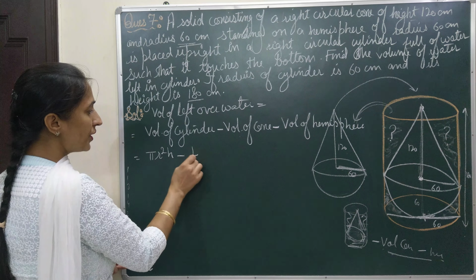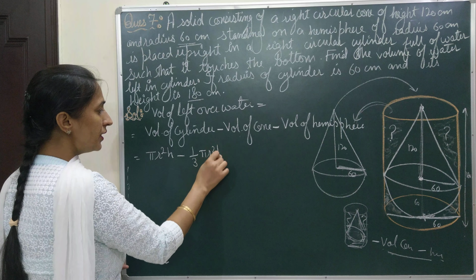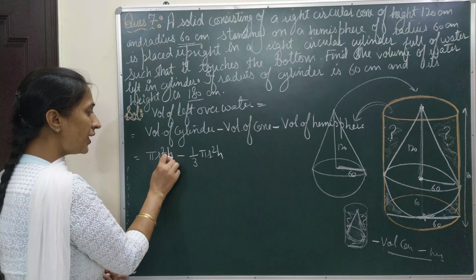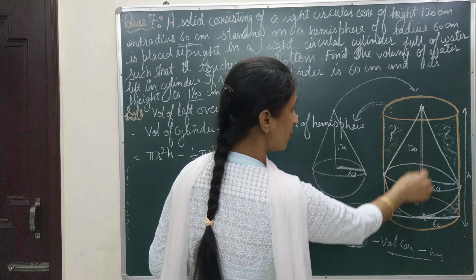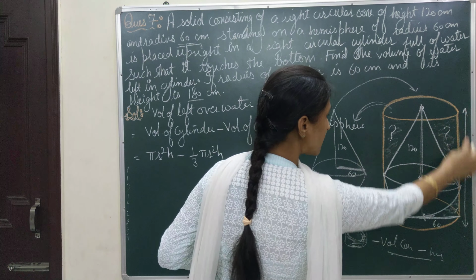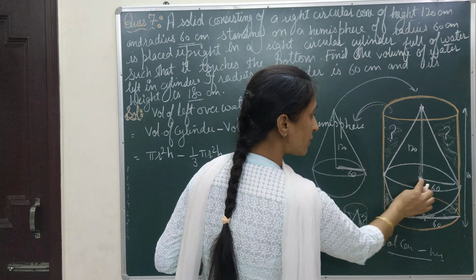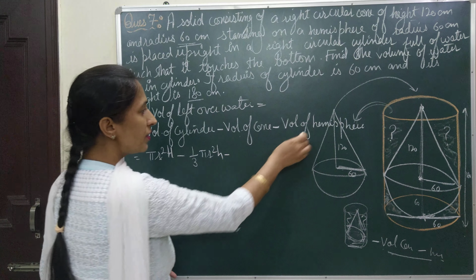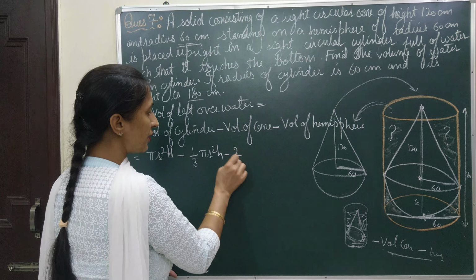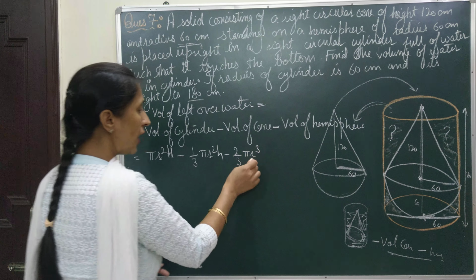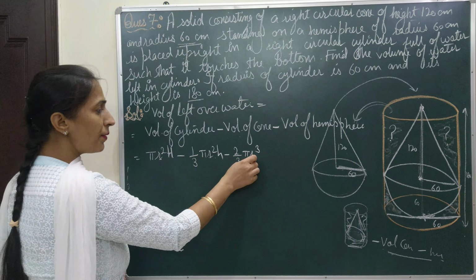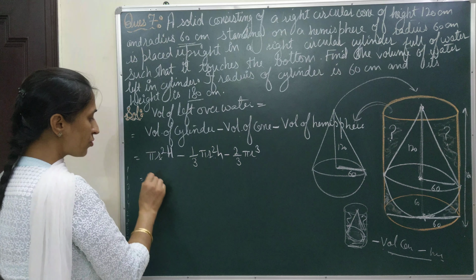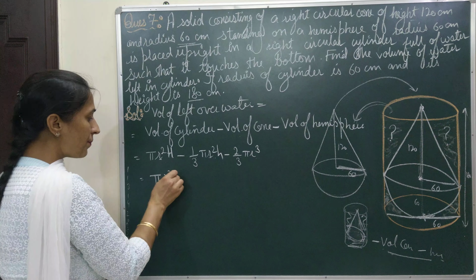We know for the cone it is 1/3 pi r square h. Now here r and r are the same, but the height of the cylinder is different from the height of the cone. So I will use capital H for the height of the cylinder and small h for the height of the cone. So I will write here capital H minus, now what is the volume of the hemisphere? It is 2/3 pi r cube. R in all the three parts is the same, so I can take this r out. Also pi is there, so I can take pi also out, so it will be pi r square.